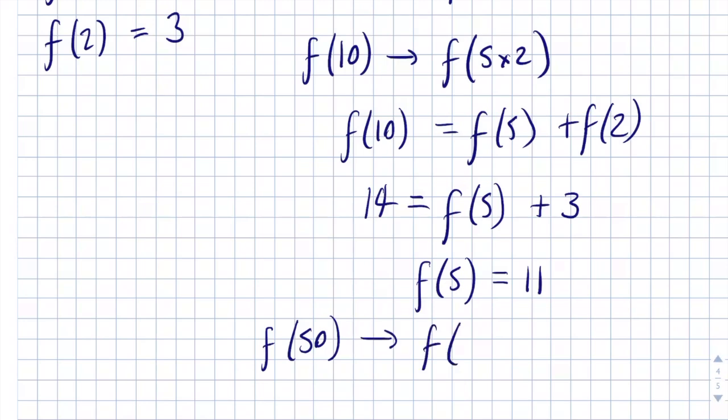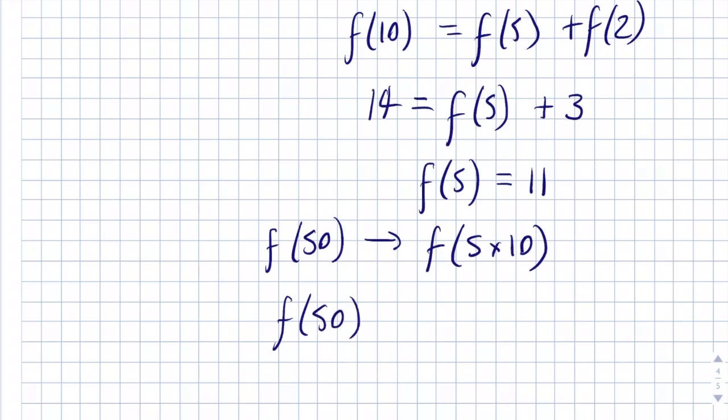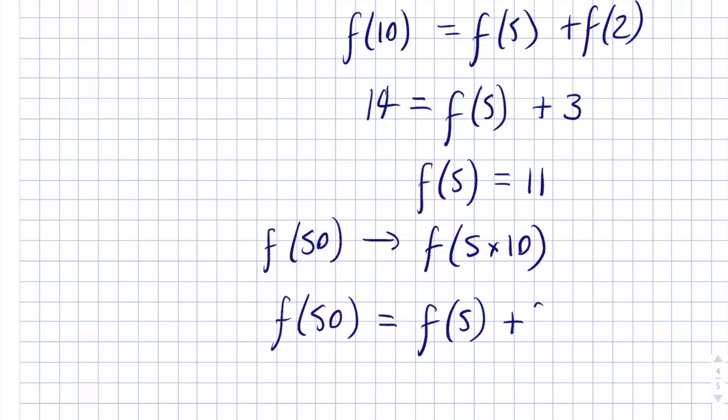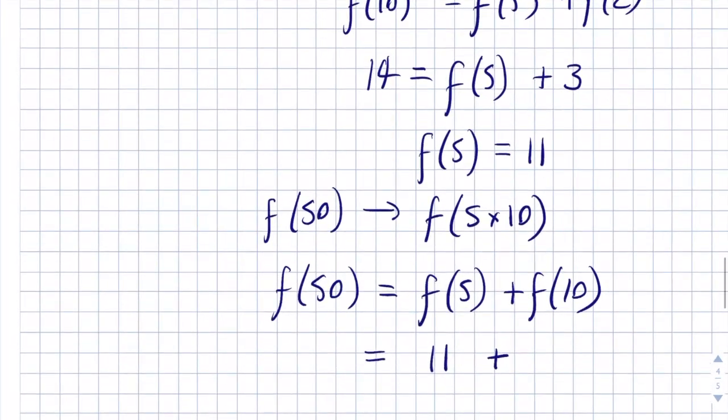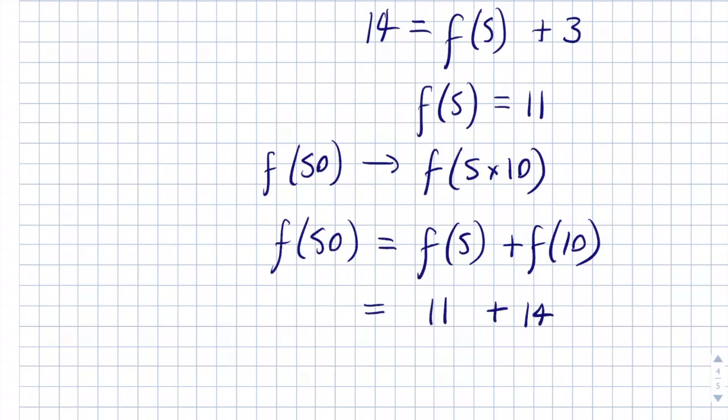is the function of 5 times 10, which in other words is function 50 equals function 5 plus function 10, which is equal to 11 plus function 10, which is 14. And that gives us a value of 25. So now we know what function 50 is.